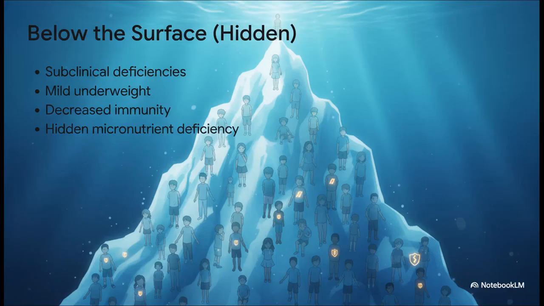But here's the thing. Beneath the surface of the water lies the massive, invisible part of the iceberg. And for every severe case you see, there are so many more kids with mild underweight, hidden vitamin deficiencies, weakened immune systems. This is the true scale of the public health crisis, and most of it goes completely unseen.